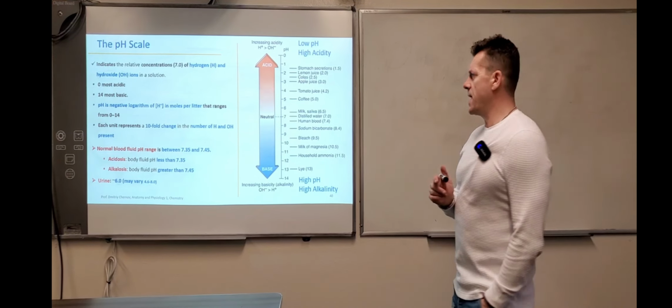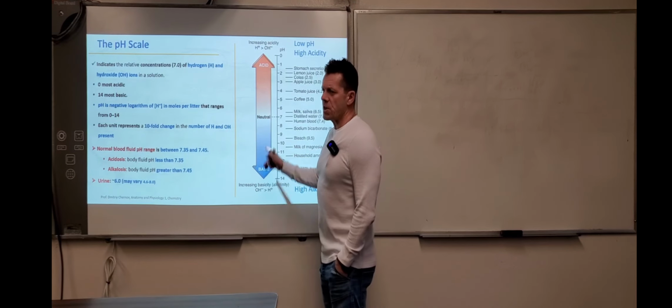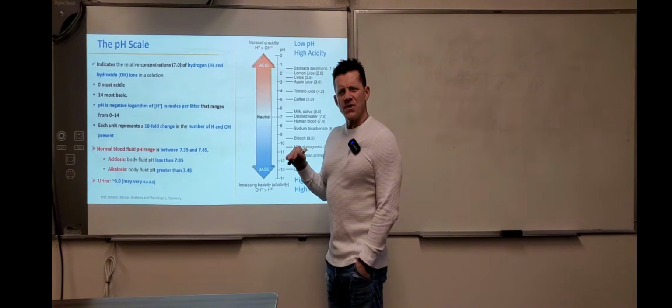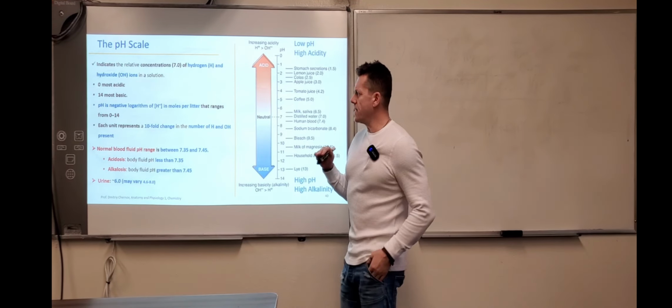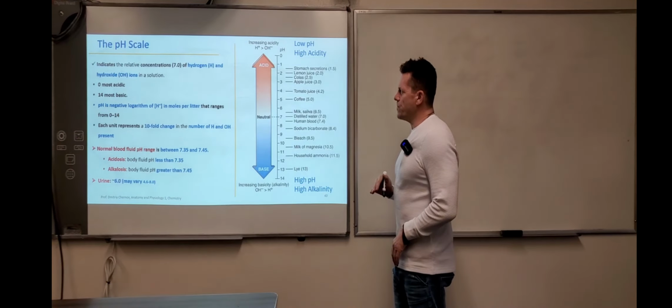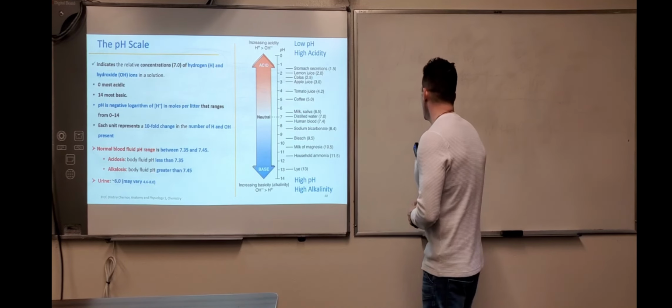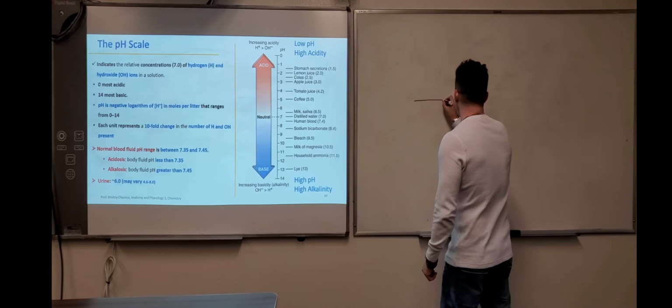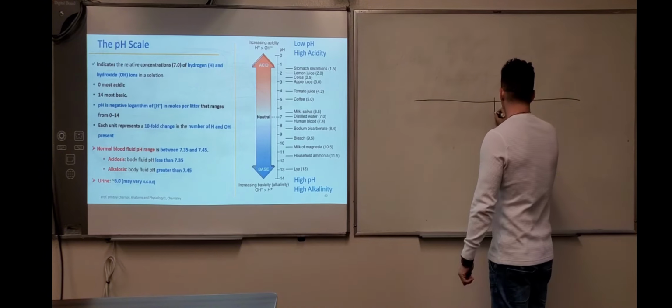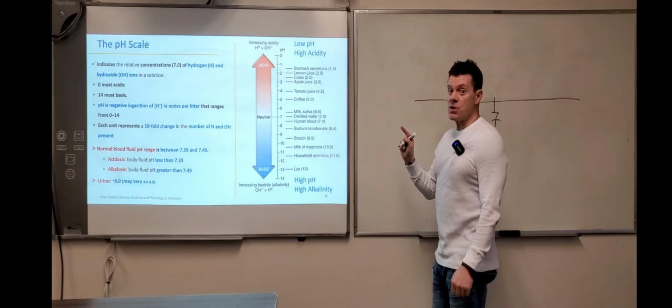So let's discuss the pH scale. Here's the vertical line, but I would rather use a horizontal line because it has a better understanding when we use a horizontal. So here is your pH scale. Here's your 7. 7 is the neutral.